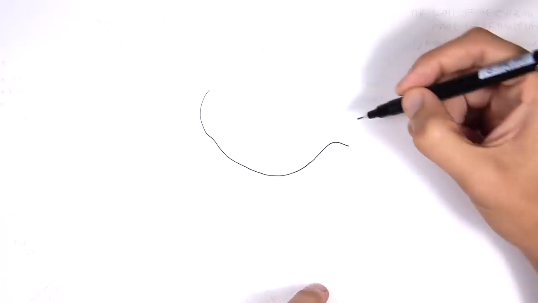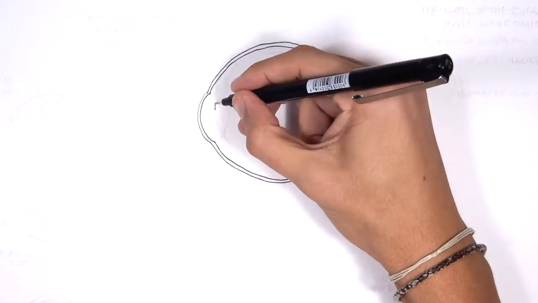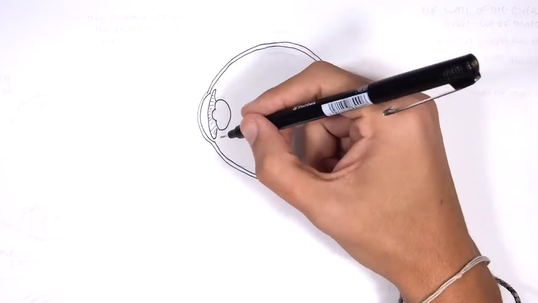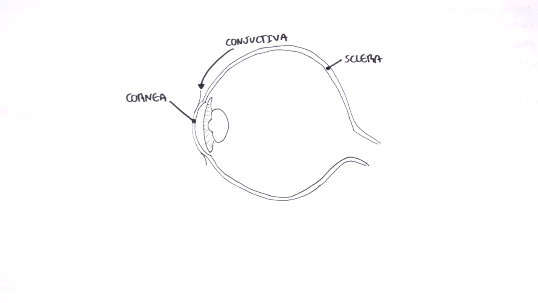In this video, we will look at the anatomy of the eye, an overview. So here we begin with the cross-section of the eye. We have the conjunctiva, the cornea. The cornea is on the same layer with the sclera, which is at the posterior end of the eyeball.